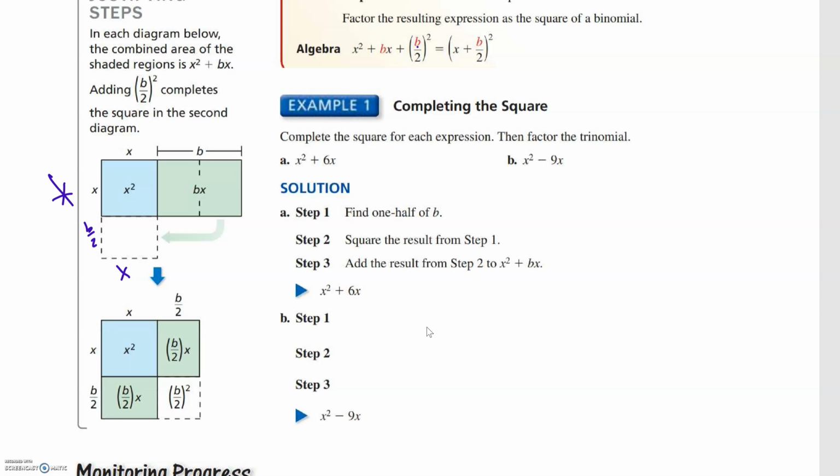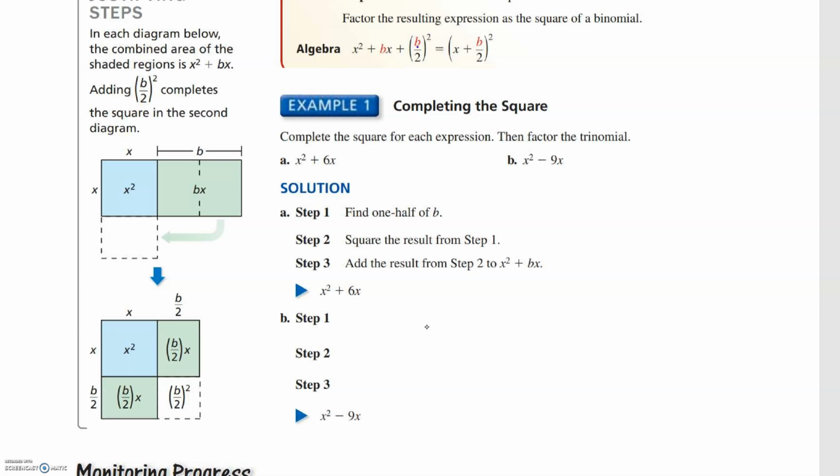Now what we have is this picture. We've taken half of bx, or bx over 2. That's what each of these are, and we've slid them around a little bit. To make this a complete square, we have to fill in right here, but that's going to be b over 2 times b over 2. That's the visual. That's why it will work.